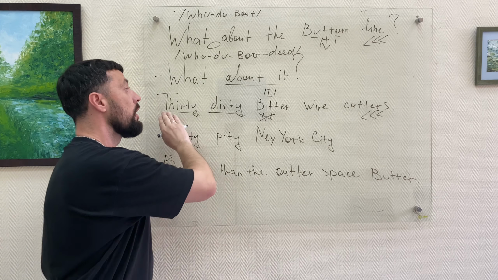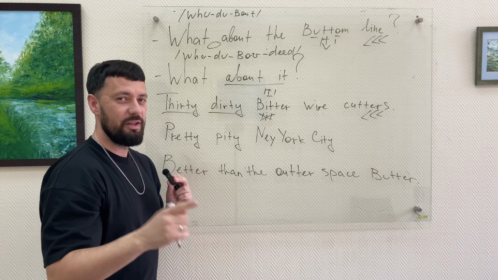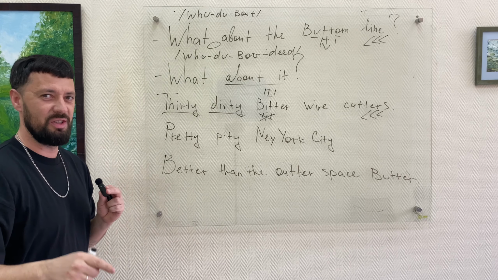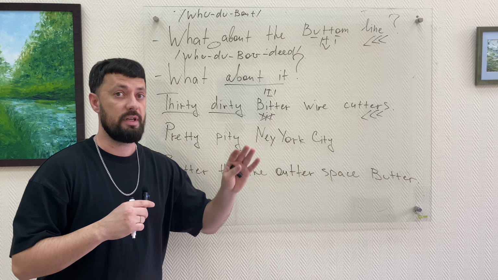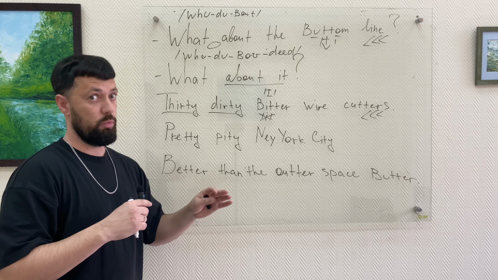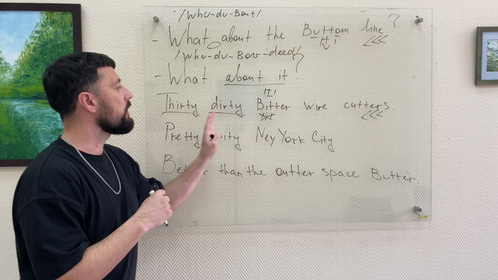Come on, say it with me. Thirty dirty, bitter wire cutters. You're doing good. Hit the pause button. Try making it 5-7 times. Minimum 5. 7 will be okay. All right. So thirty dirty, bitter wire cutters.